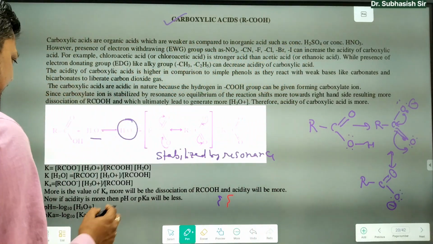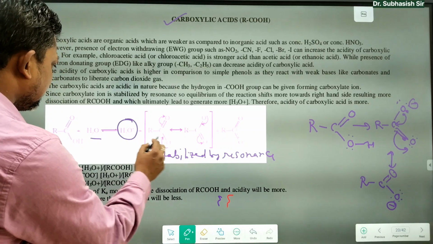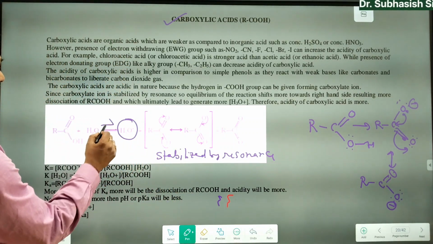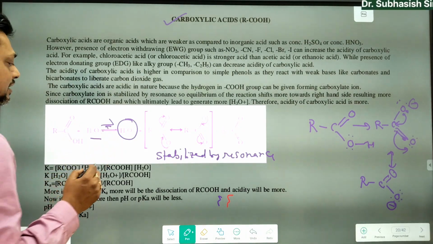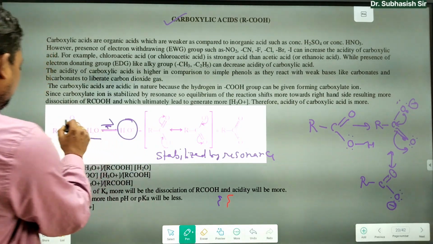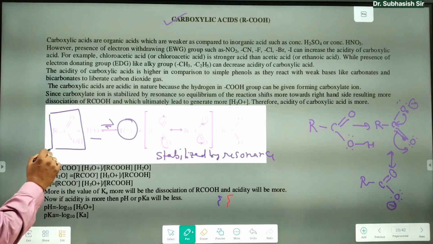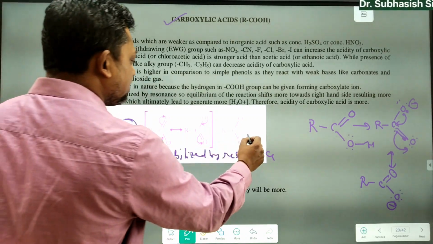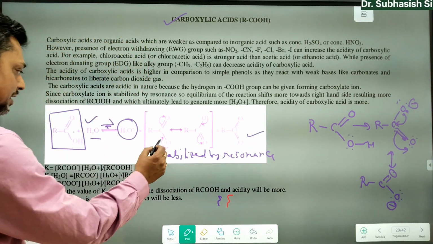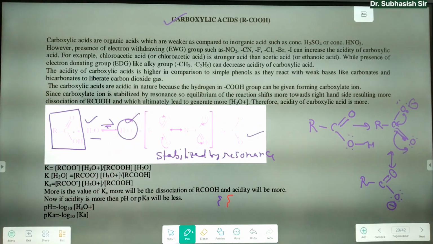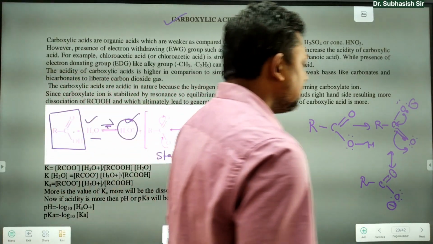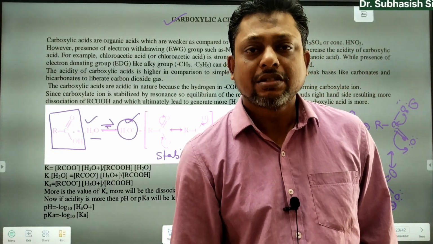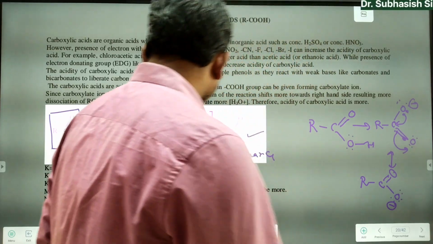Now if any system achieves stability, then equilibrium will always try to shift towards the stable side. So when you have carboxylic acid and water, this carboxylic acid will dissociate to form carboxylate anion, and hydrogen ion will also be produced at the same time. Since it produces hydrogen ion or hydronium ion, carboxylic acids are acidic.